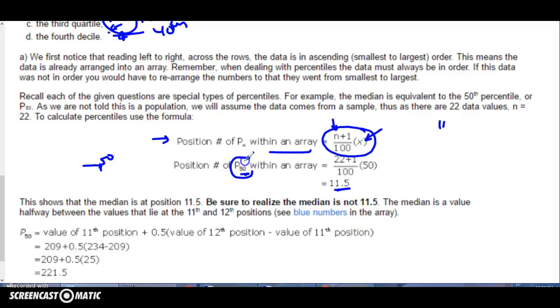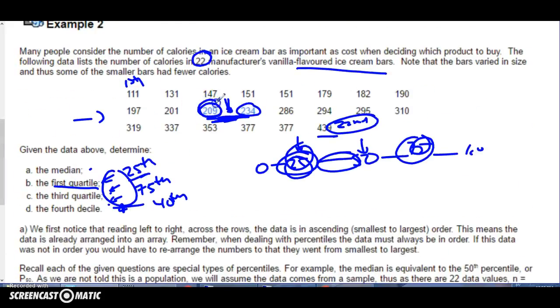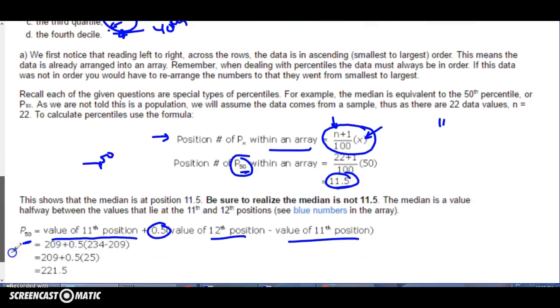So here I'm in the 50th percentile. I have 22 pieces of data. There were 22 ice creams. 22 plus 1 divided by 100 times 50 is 11 and a half. So when I'm in the 50th position, I start off at the 11th position and I go halfway between the 11th and the 12th position. What I'm doing here is finding the difference between these two numbers, then dividing it by two and adding it to my 209. So that's how I get to right in between those two data points.